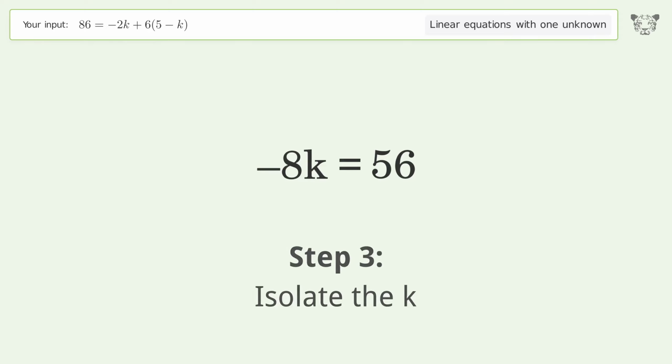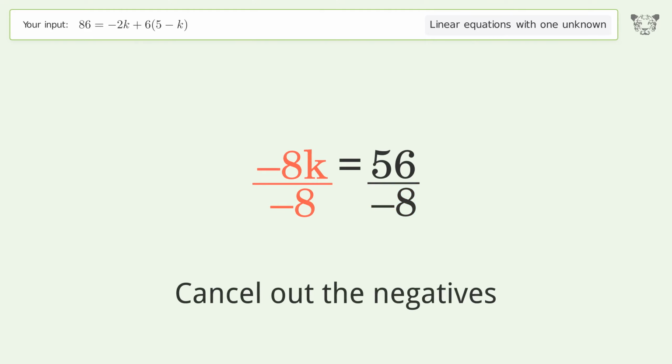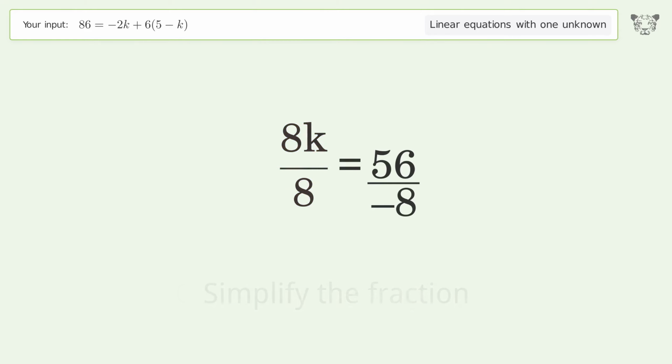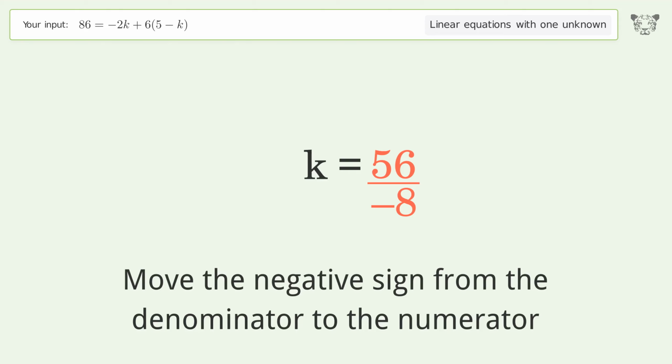Isolate the k. Divide both sides by -8. Cancel out the negatives. Simplify the fraction. Move the negative sign from the denominator to the numerator.